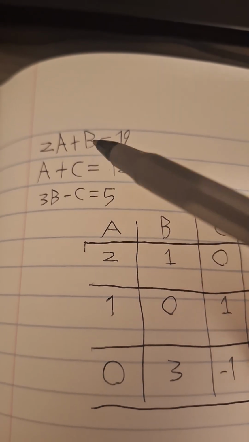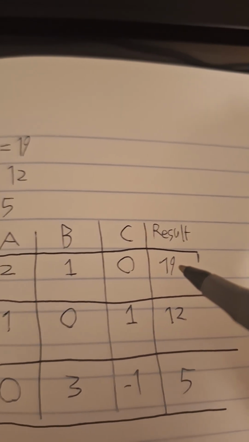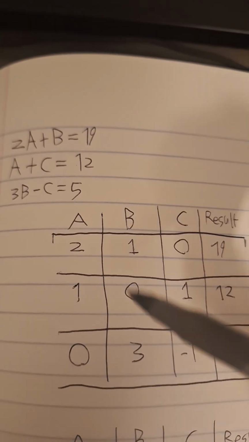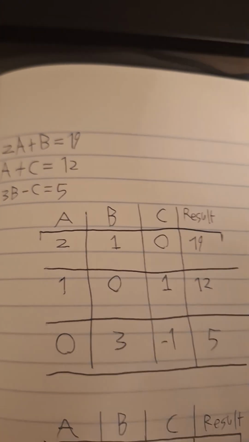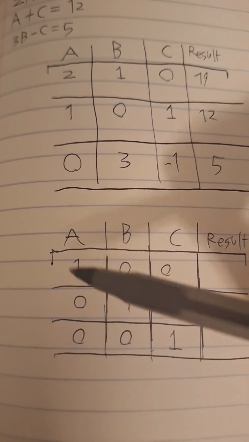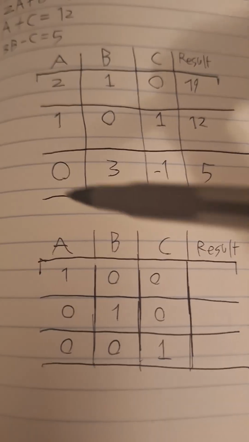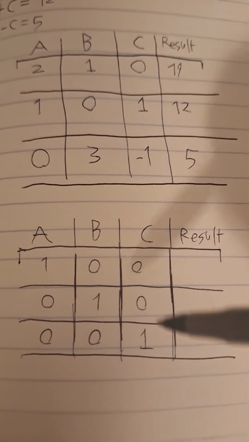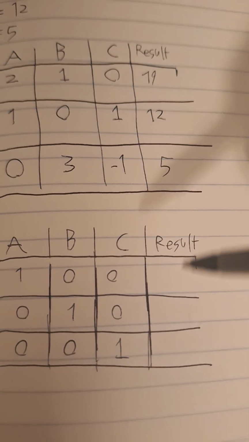So for the first one, we have 2A plus 1B equals 19, so you put 2 in the A column, 1 in the B column, result is 19. And you do the same for the other ones, and now what you have is something that you can put into reduced row echelon form. Reduced row echelon form is where you take a matrix like this that represents a system of equations, and it puts it so that there's only one 1 in each of the columns. So you're going to have 1A or 1B or 1C, and then the result is going to be for the individual variable.